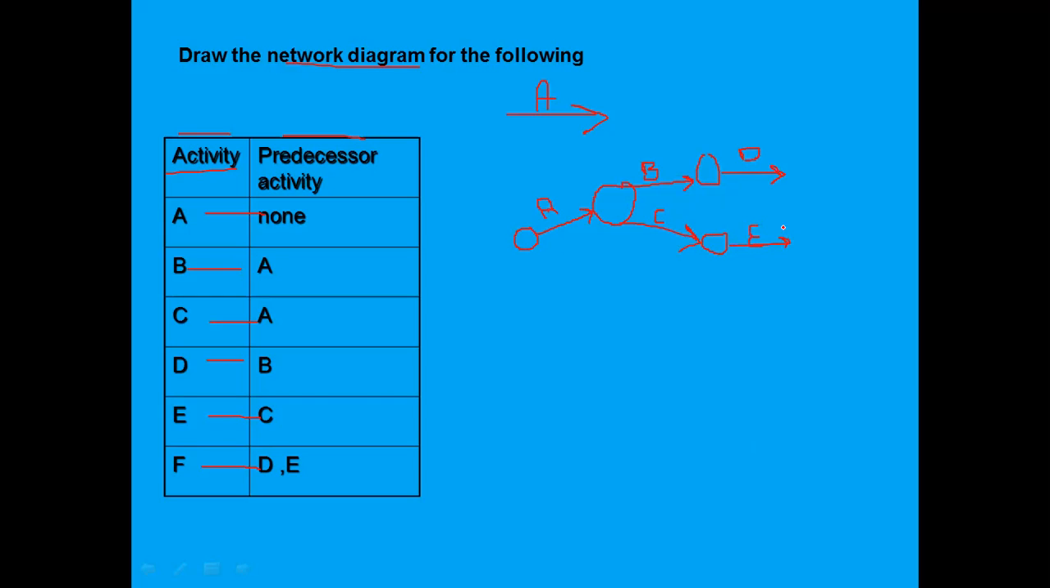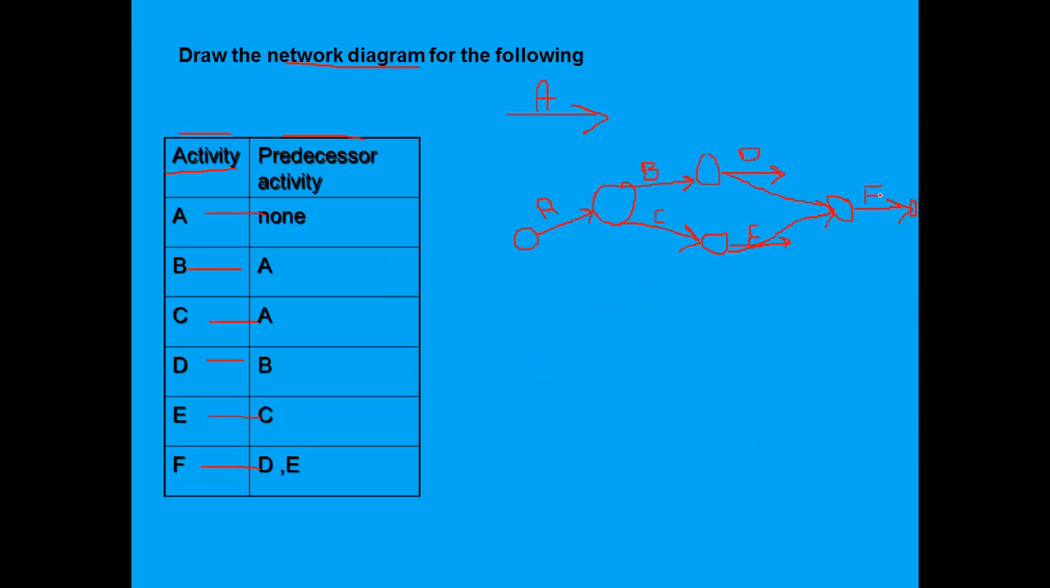And F has D and E. Now how to draw that one? E has C. F has D and E. So just close these arrows like this. Simple. This is D and E. So how does it look like this? F has D and E. Got it? So this is a simple network diagram for any problem.